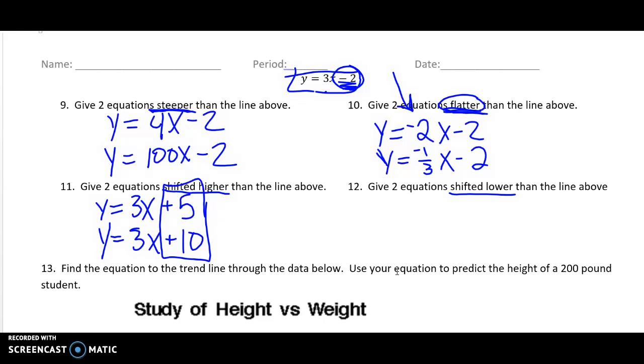Shifted lower, shifted down from there, I need to be smaller than -2. So y equals 3x minus 3, or y equals 3x minus 10. Both are shifted down.